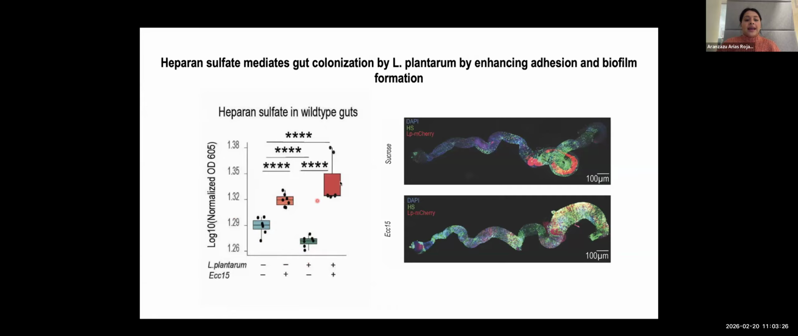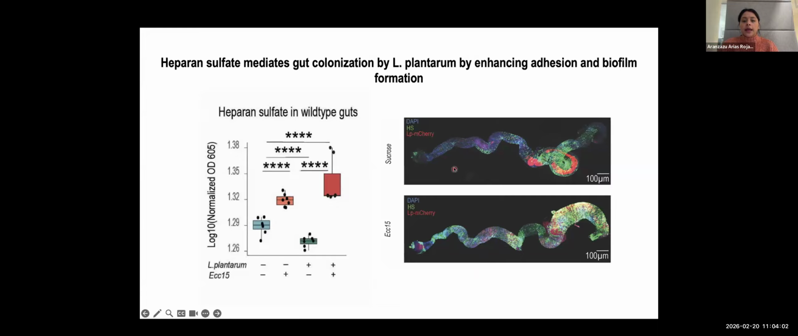So when we have both of these microbes, the commensal lactobacillus and ECC15, which is the pathogen, we have a boost in the production. And that's something you can also see here through the gut of Drosophila, which is really nice because since the gut of Drosophila is transparent, you can perform really good microscopy studies. So here you have the heparan sulfate in green and lactobacillus in red, which is the mCherry strain of lactobacillus.